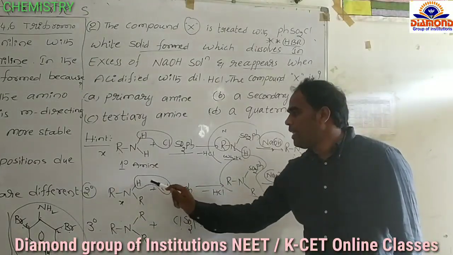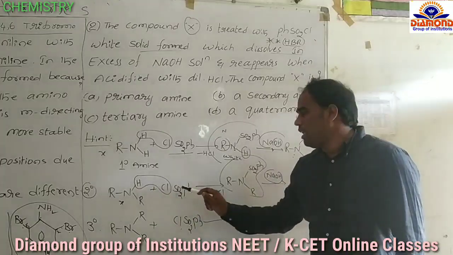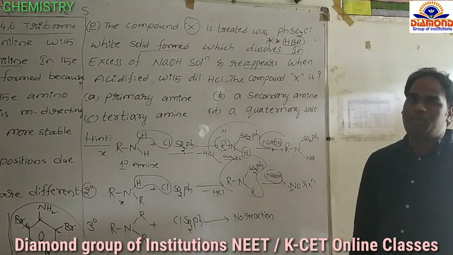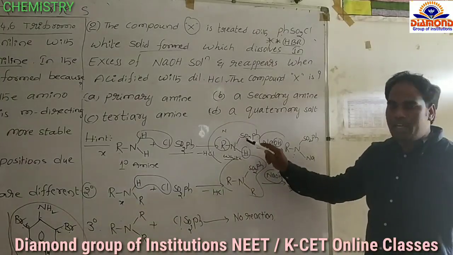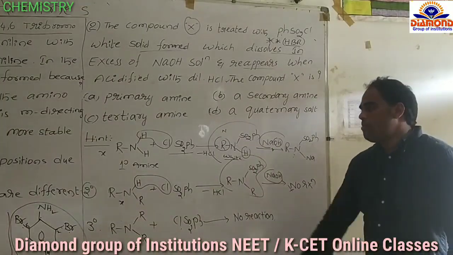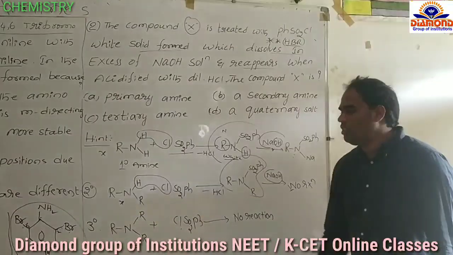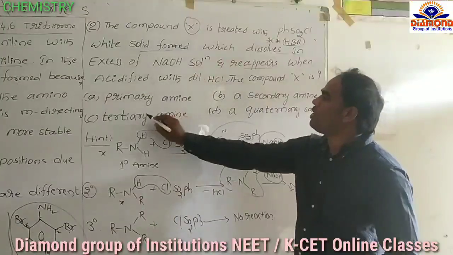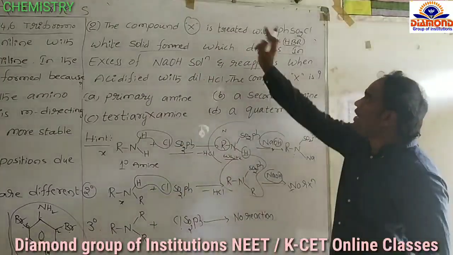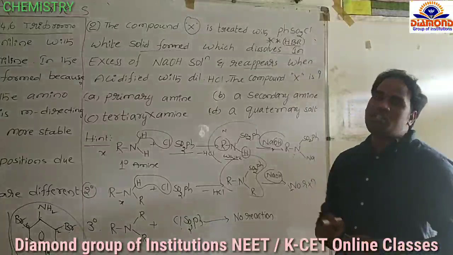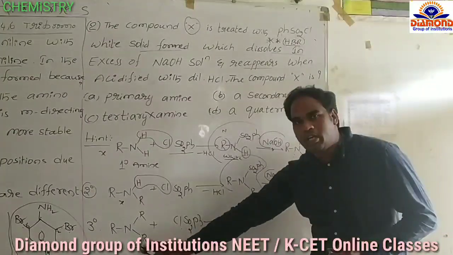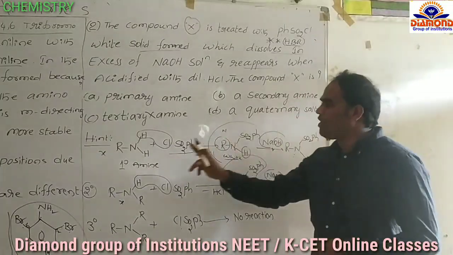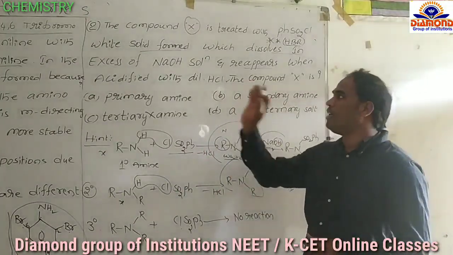So therefore, by the elimination of HCl, here we get N-dialkyl benzene sulfonamide. It is also a white solid. But tertiary amines cannot react with benzene sulfonyl chloride. So therefore, here X is not a tertiary amine, student, because X reacts with benzene sulfonyl chloride, but actually a tertiary amine does not react with benzene sulfonyl chloride. Therefore, X may be a primary amine or a secondary amine.